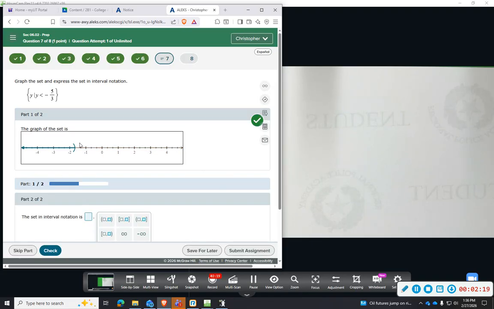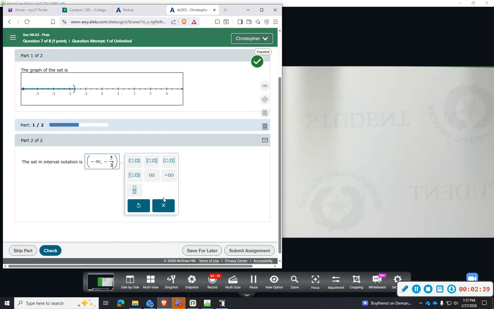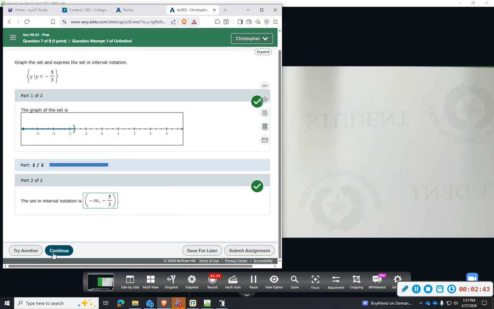When we do our solutions, we always go from smallest to largest, so this left end, left to right, is going toward -infinity. Again, infinity is always in parentheses, so I'm going to do the -infinity. And this is going to come all the way up to -5/3. All right, that's good.